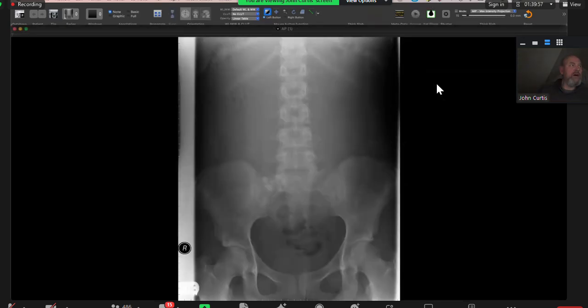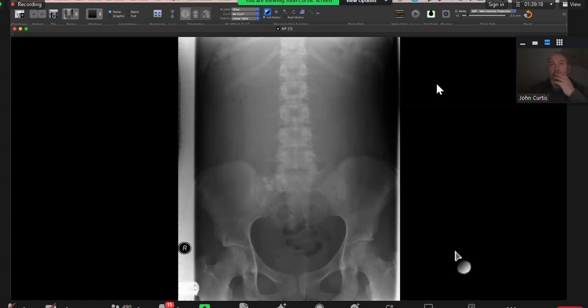This patient is a young lady complaining of abdominal pain. This is a radiograph of the abdomen of a young lady who's complaining of abdominal pain. I can see sclerotic foci along the right sacral ala. Can you point that out using your mouse? So right here.